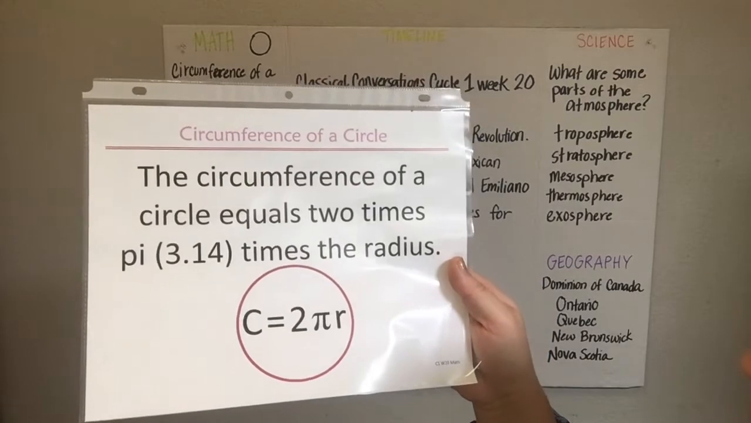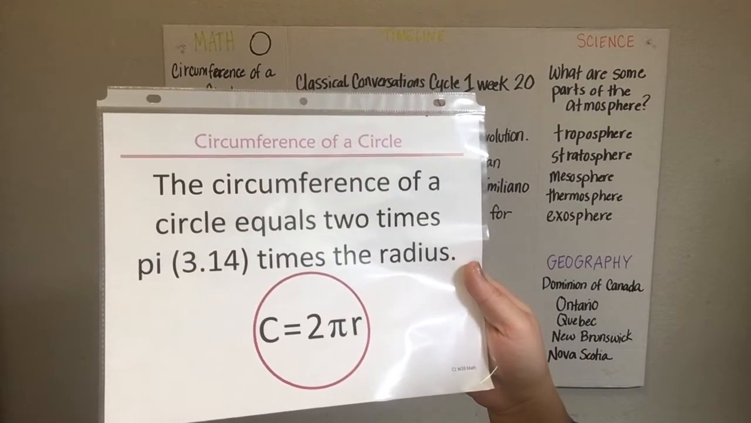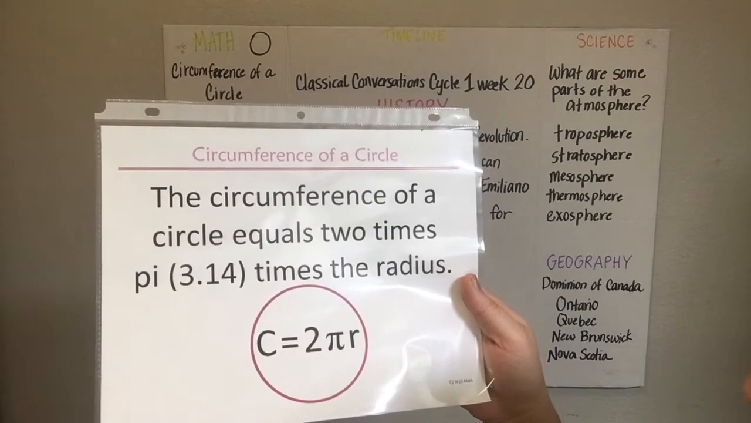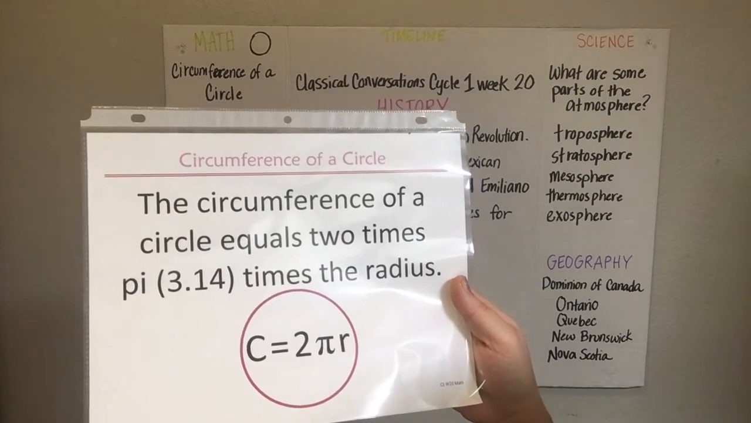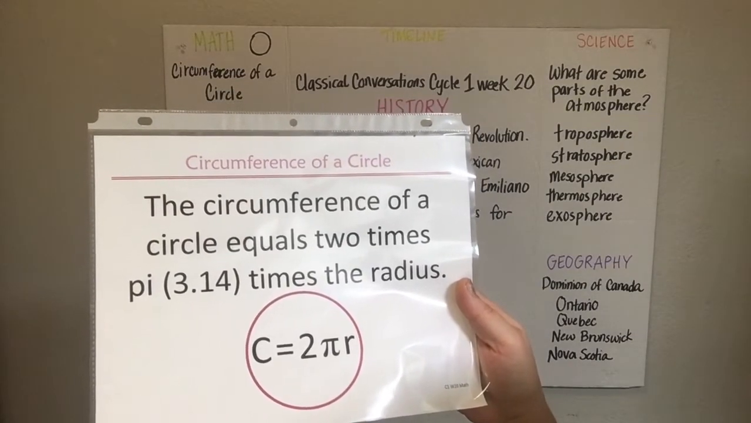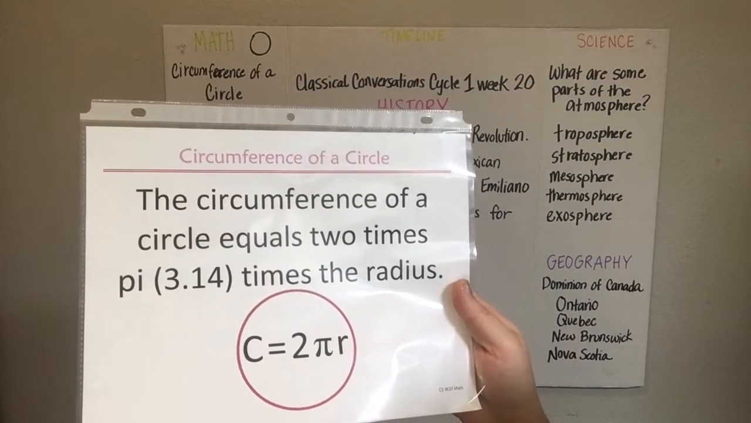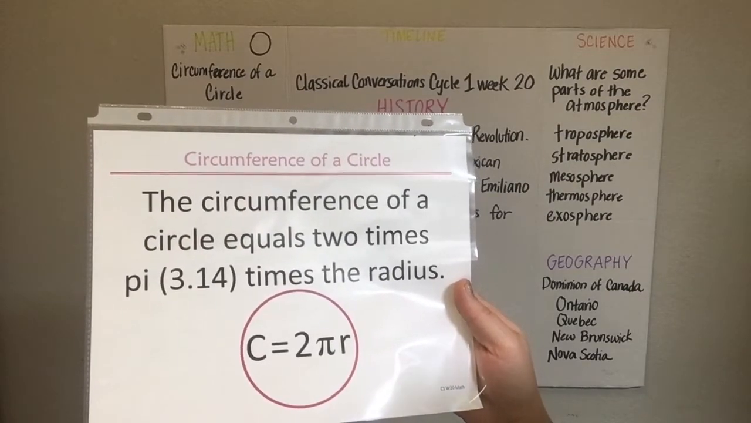The circumference of a circle equals 2 times pi times the radius. Pi equals 3.14 and more.